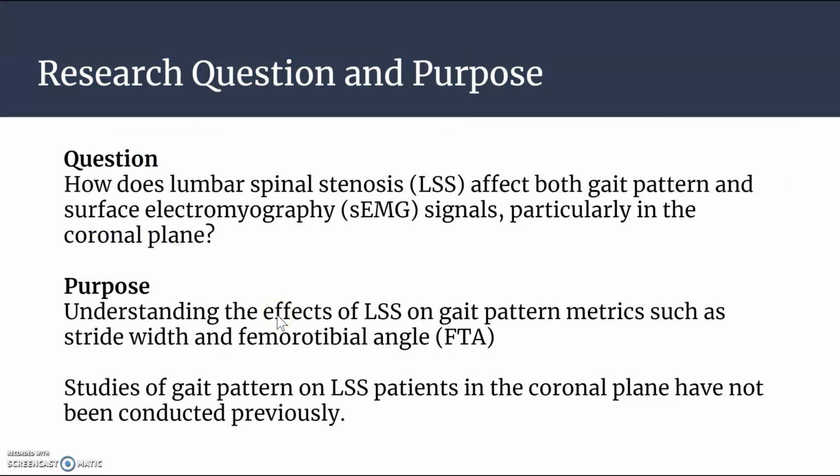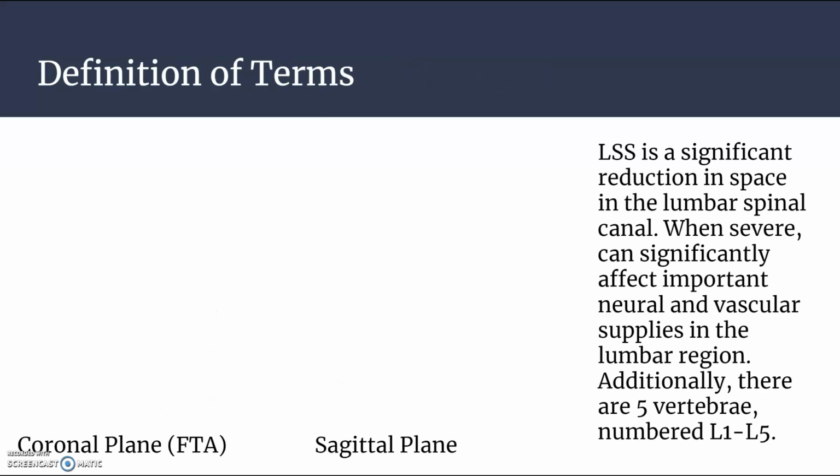So first of all, the research question for today was, how does lumbar spinal stenosis, LSS, affect both gait pattern and surface EMG signals, particularly in the coronal plane? And the purpose of this study was to understand the effects of LSS on gait pattern metrics, such as stride width and femorotibial angle, for example. And studies of gait pattern on LSS patients in the coronal plane specifically have never been conducted, and this can help establish some causal links.